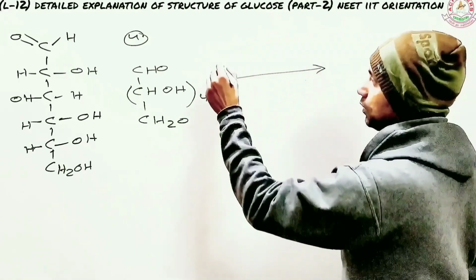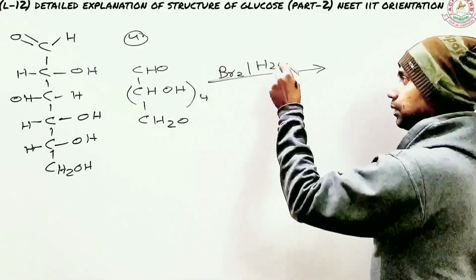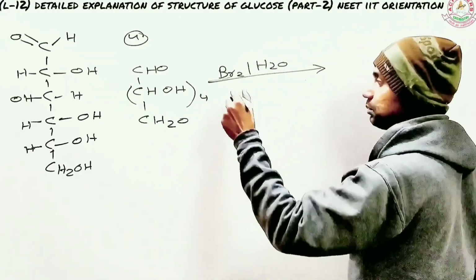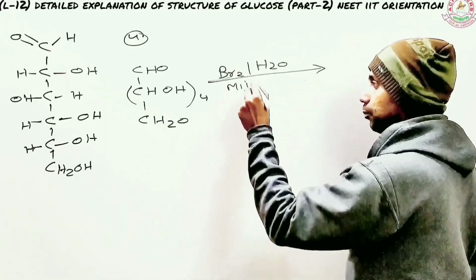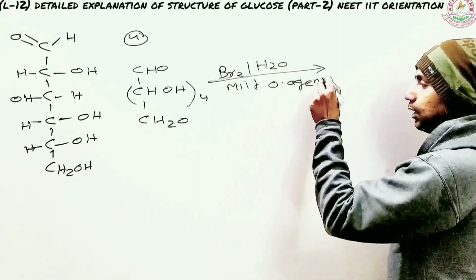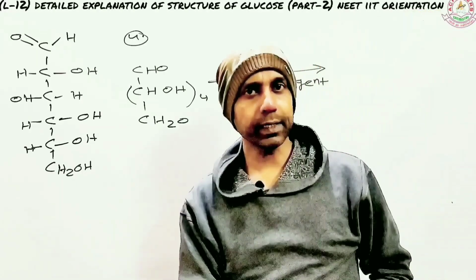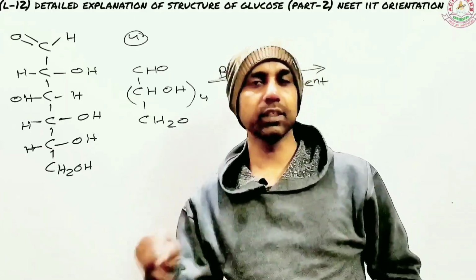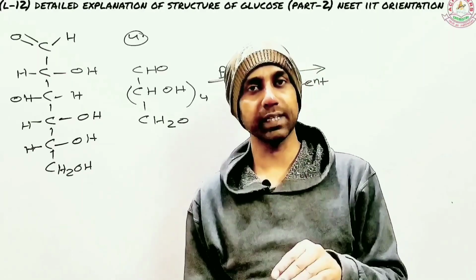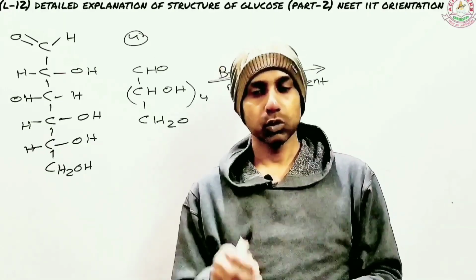particular compound with bromine water, remember, I'm talking about bromine water. If you remember, bromine water is a mild oxidizing agent. Because it is a mild oxidizing agent, what will happen? It can only convert aldehyde into carboxylic acid, not any other function, not alcohol. It is not strong like K2Cr2O7, KMnO4 and HNO3. This is a mild one. So what will happen?